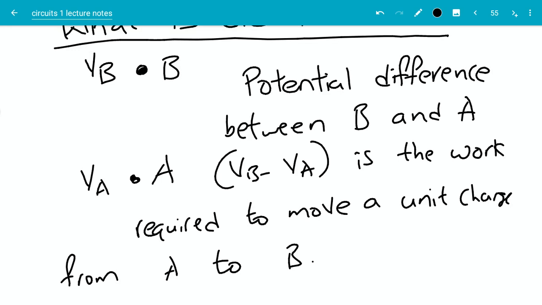So that means if the potential difference VB minus VA is positive, B is at a higher potential relative to A. That means you need to put in work to take a unit charge from A to B. So that's basically how a potential difference between 2 points is defined.